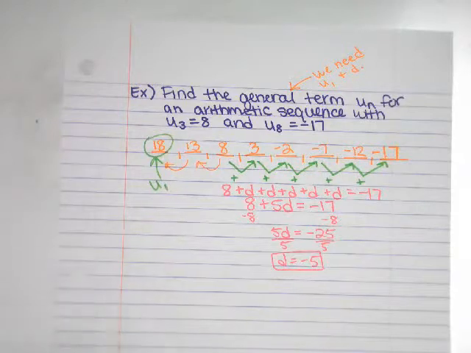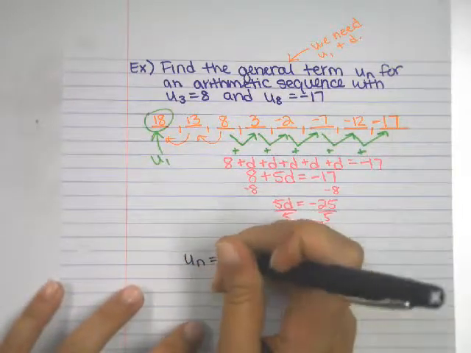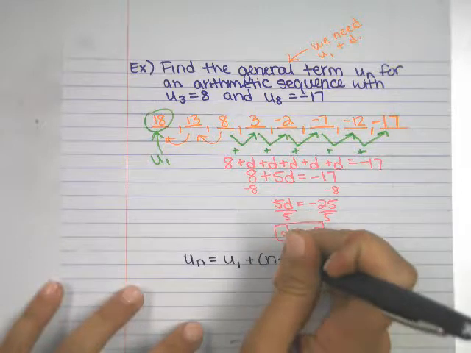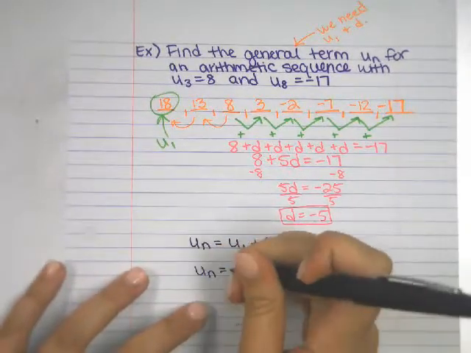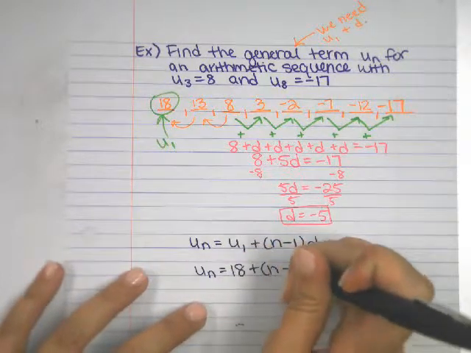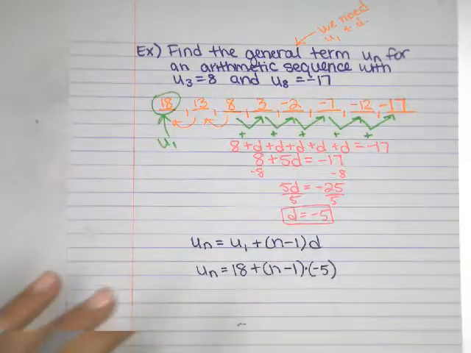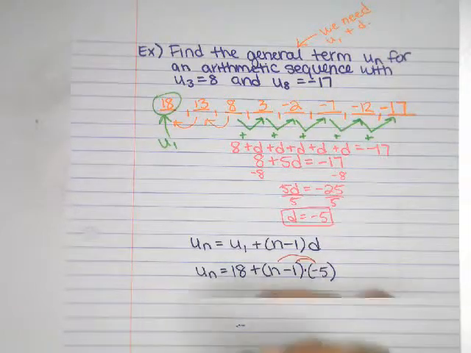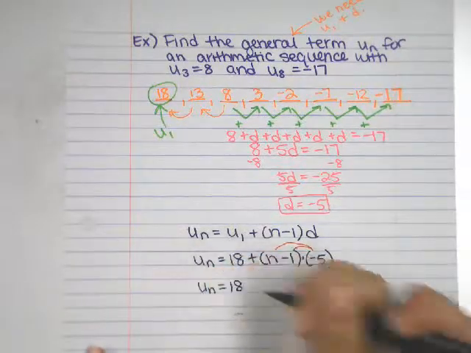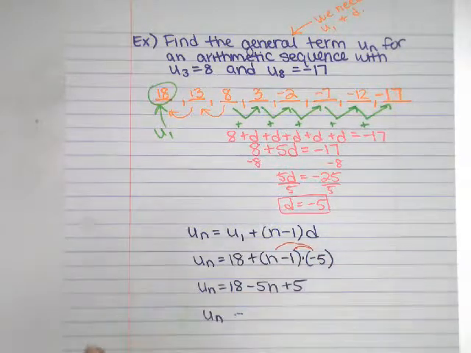And so to write the general form for this equation, we can use the formula that's provided for us in the IB booklet. And our general form, u sub n, our first term is 18. We leave the n, and our common difference is negative 5. It's best to simplify when you can, to distribute that negative 5 back in, and combine like terms.